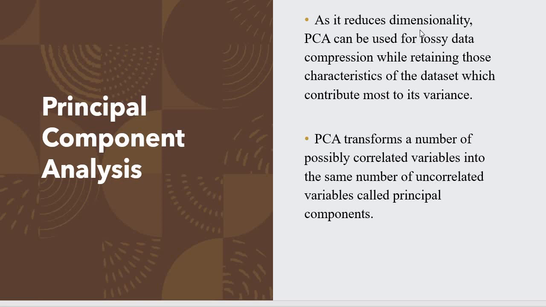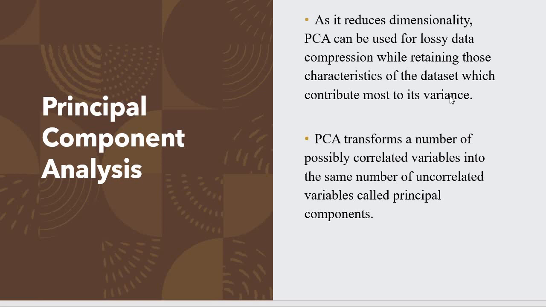So it reduces the multi-dimensional data. So what it will be doing? It will be reducing the dimensionality. The principal component analysis can be used for lossy data compression while retaining those characteristics of the data set which contribute most to its variance. Like if we are having lossy data, where some part of the data is not there, we can also use the principal component analysis.